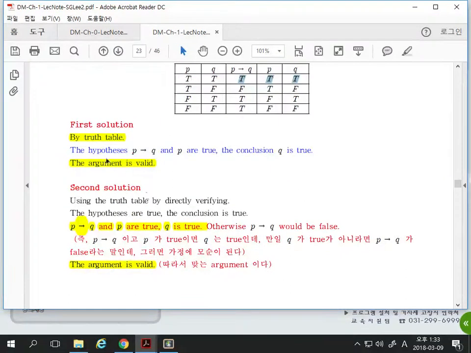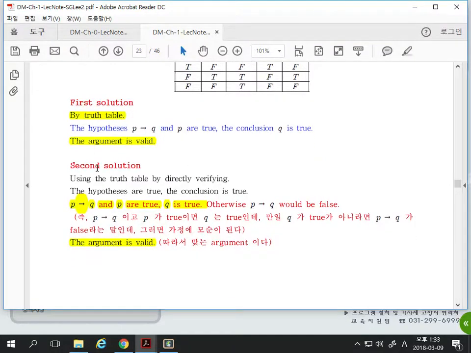Okay, here is the explanation. By the truth table, if hypothesis this and this are true, then the conclusion is true. So the argument is valid. You can easily see from the table. Second solution, using the truth table by direct verifying, the hypotheses are true, the conclusion is true, like you see. If P implies Q and P is true, then Q is true. Otherwise, P implies Q would be false.